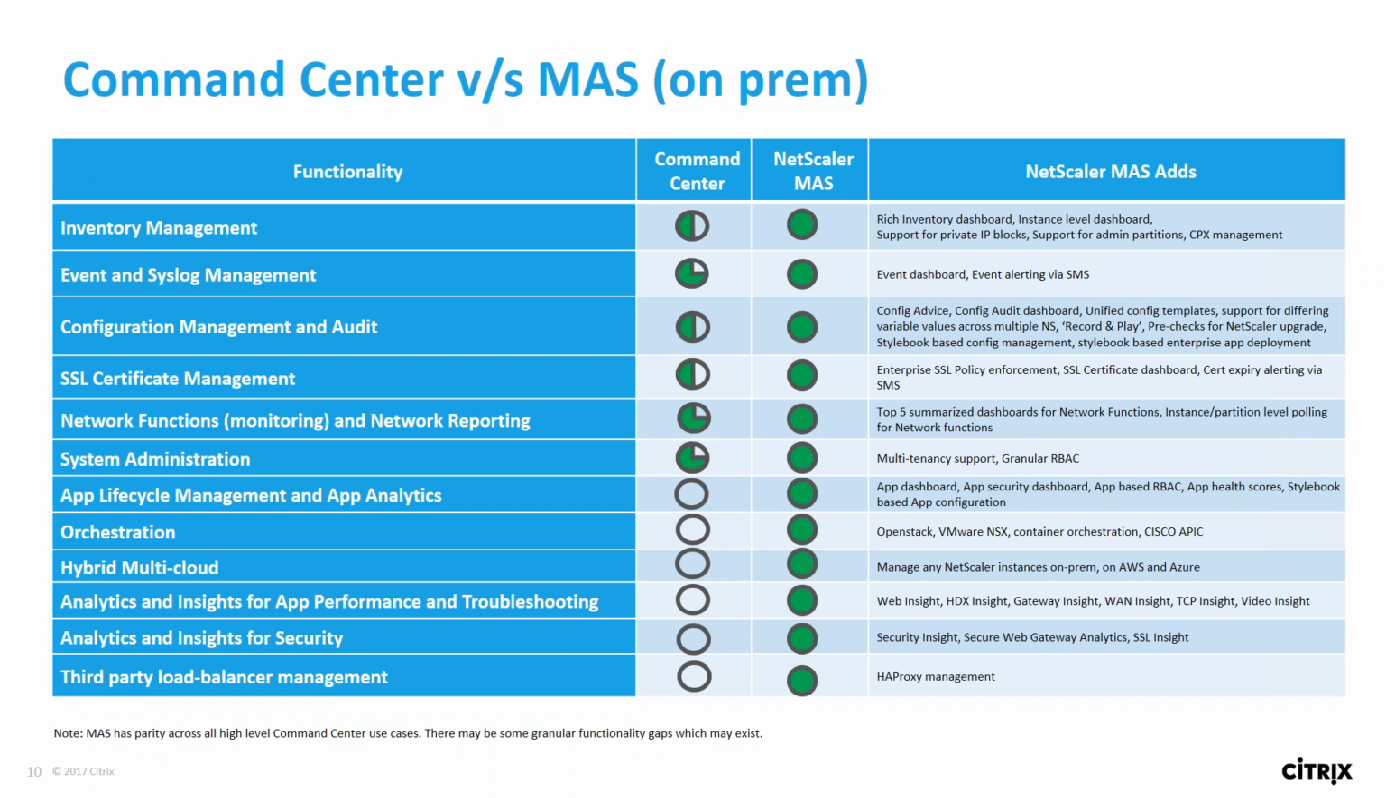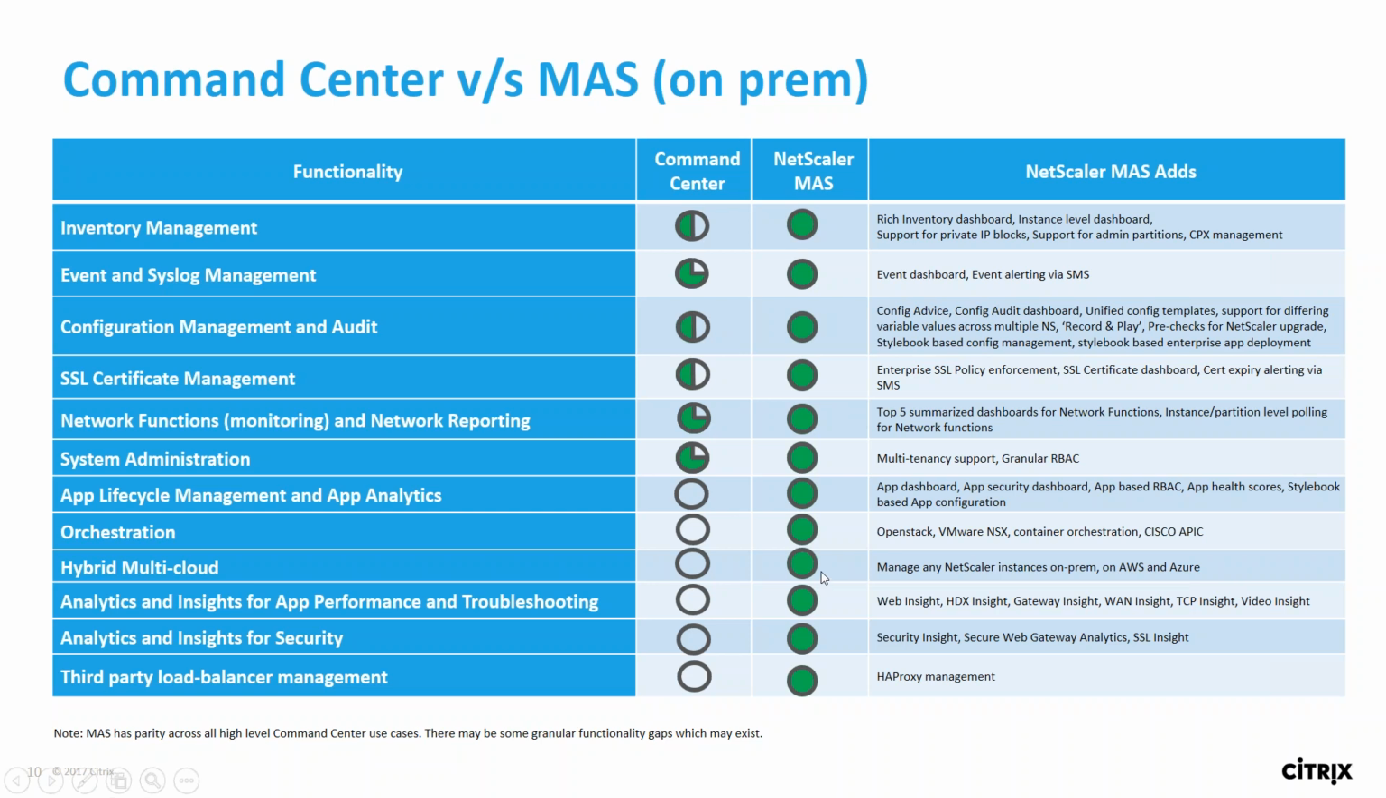Analytics and insights for app performance and troubleshooting includes insights like Web Insight, HDX Insight, Gateway Insight, and others, which, as we have already discussed earlier, give you analytics on your HTTP traffic, ICA traffic, etc. All these were not available in Command Center and will be available in MAS. Analytics and insights for security, like Security Insight, Secure Web Gateway, that is SWG Analytics, SSL Insight, etc. also will be available in MAS, which were not available in Command Center.